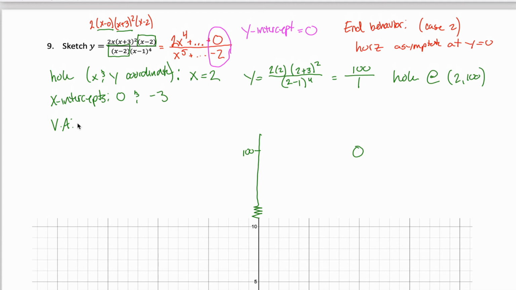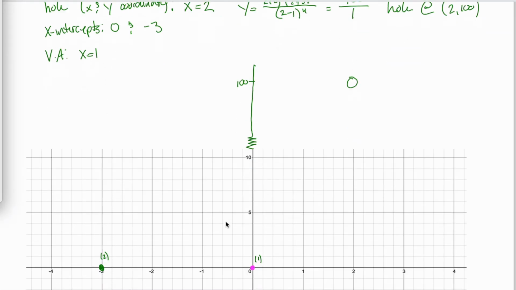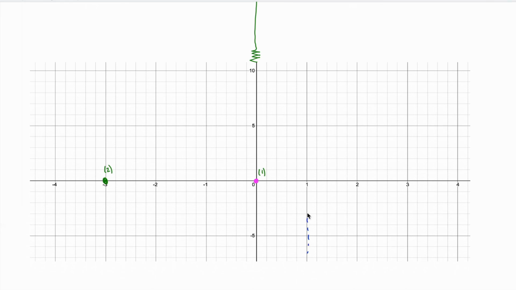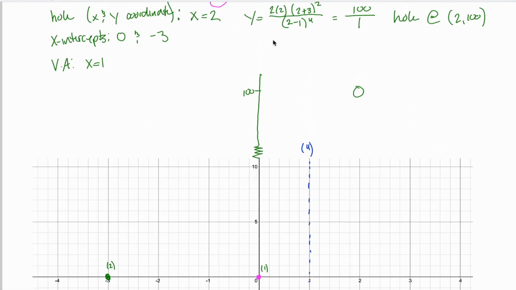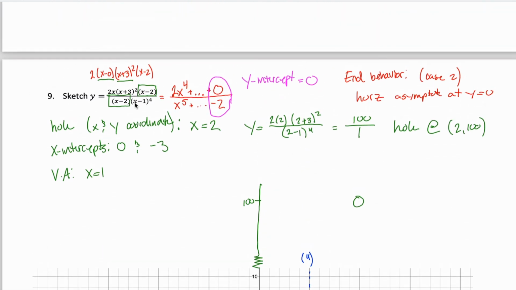The last thing that I have is the vertical asymptote. Vertical asymptotes are numbers that make the bottom 0 but don't make the top 0. So in this case, x equals 1. It's worth pointing out, vertical asymptotes show up on my graph as these dotted vertical lines. So I'll put one at x equals 1. And then I'll make note of the fact that the multiplicity of that vertical asymptote was 4, because this factor of x minus 1 is raised up to the 4th power.